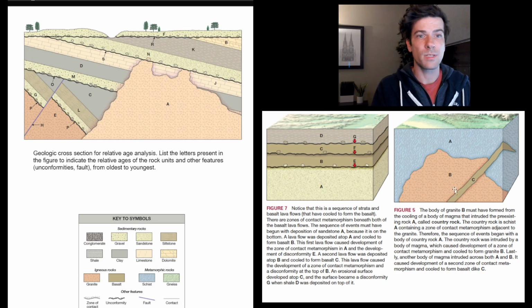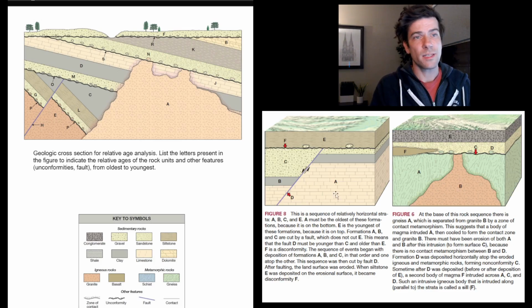Okay. Similarly, over here we've got contact metamorphism on the A side of this, right? It's like kind of a fuzzy line, and so B must have intruded into A. So A would be the oldest, and then B, and then C cuts across both of them. So it's definitely the youngest, right? And so you can apply these rules and work through these slightly similar block diagrams or cross sections here.